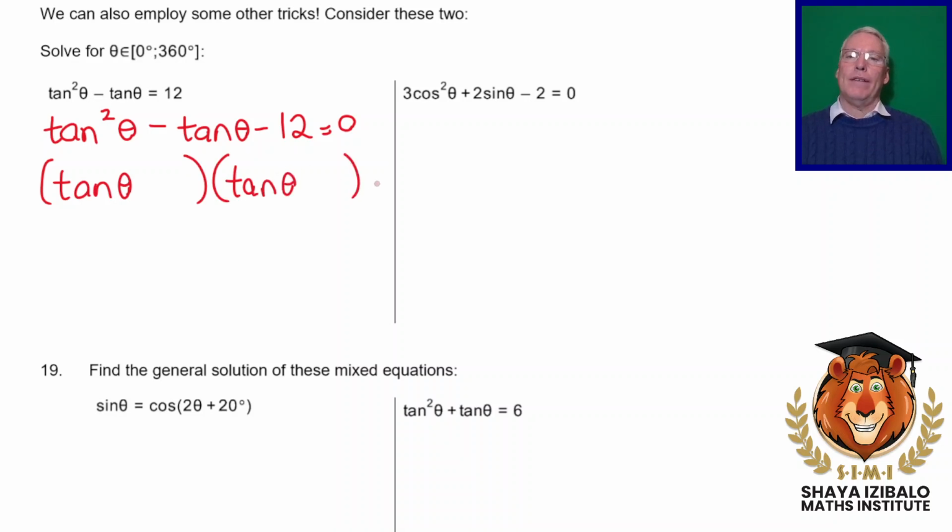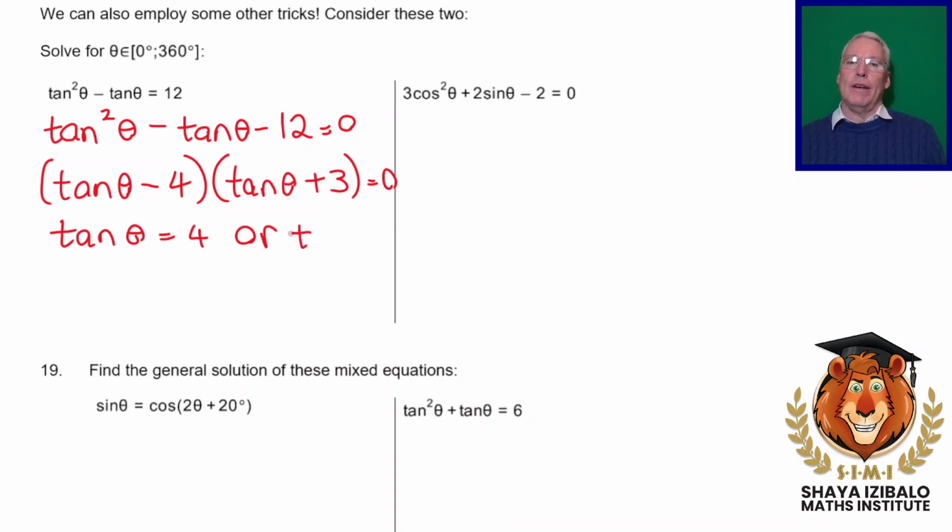And then we want factors of 12 that differ by -1. So differ by 1. We're going to need -4 and +3. Now, from here, tan theta equals 4, or tan theta equals -3. Some teachers like to teach this with a substitution. So in other words, they let k be tan theta. Don't think it's really necessary to do that, but you could.